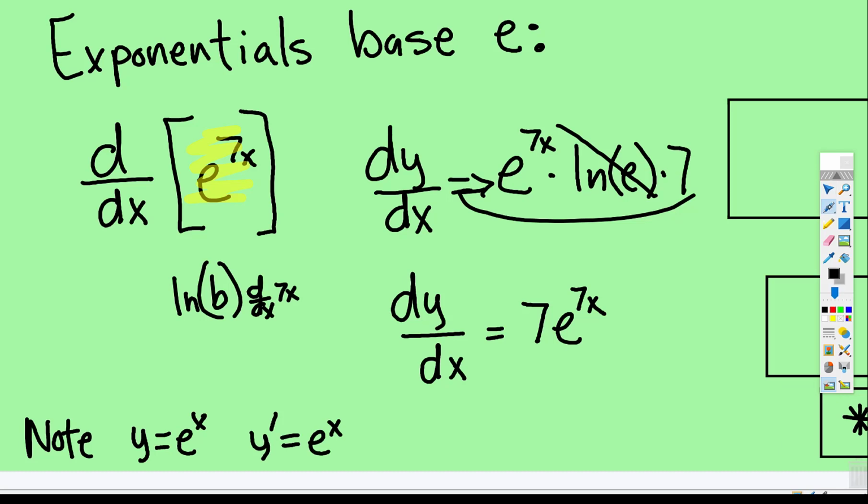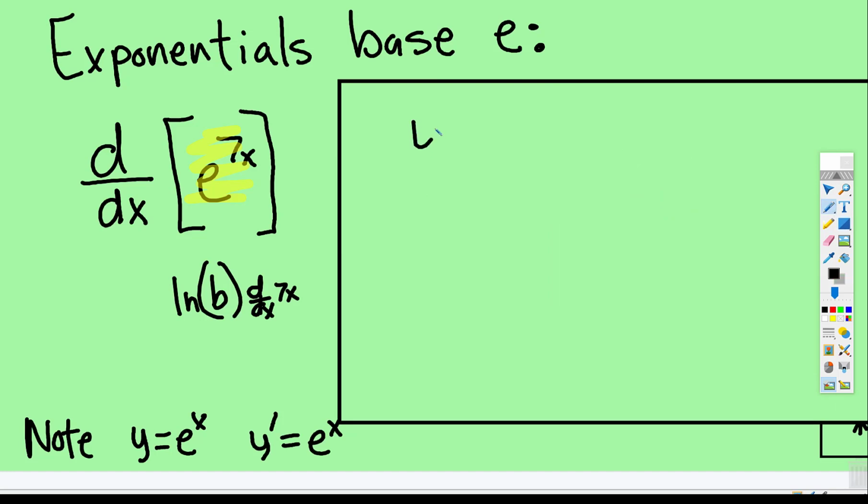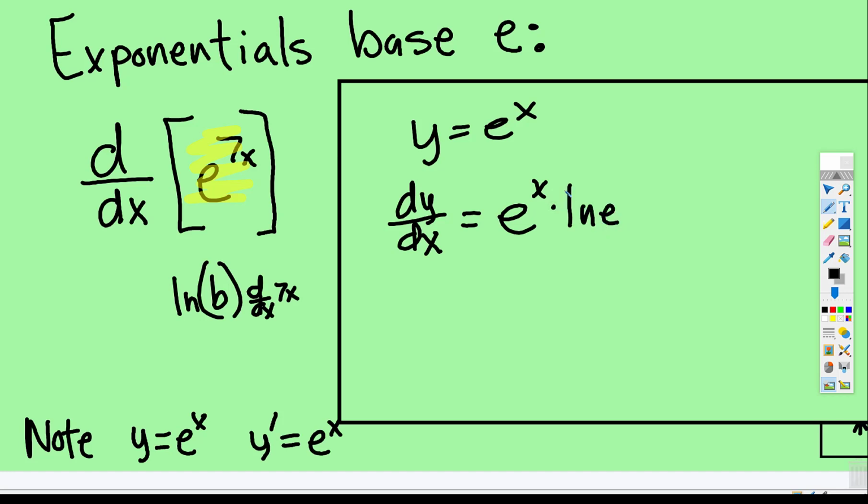And then one thing important to know, that if all you have is e to the x, the derivative of e to the x is e to the x. And this is why. So if you're given y is equal e to the x, and you go to find the derivative, well, you rewrite the original. You multiply it by the natural log of the base. That cancels. And then you multiply it by the derivative of x. The derivative of x is 1. So dy dx is just equal e to the x.